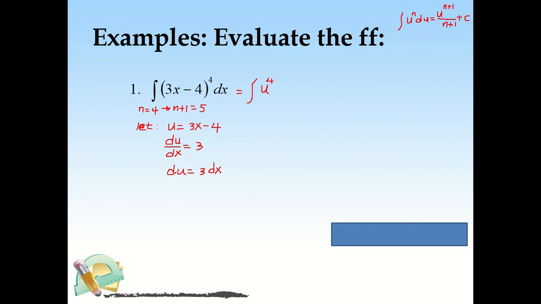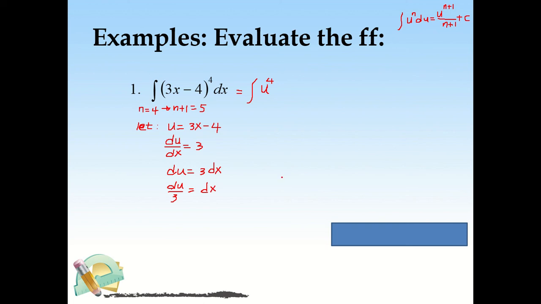So we need to solve for dx here. What is dx in terms of du? To solve for dx, we divide both sides by 3. Therefore, we have du divided by 3. So the right side, when you divide this by 3, this becomes dx.